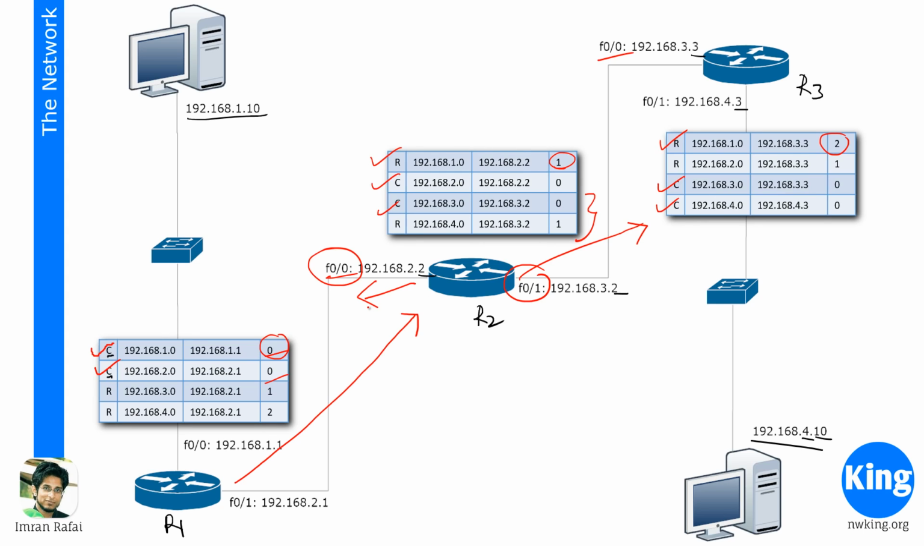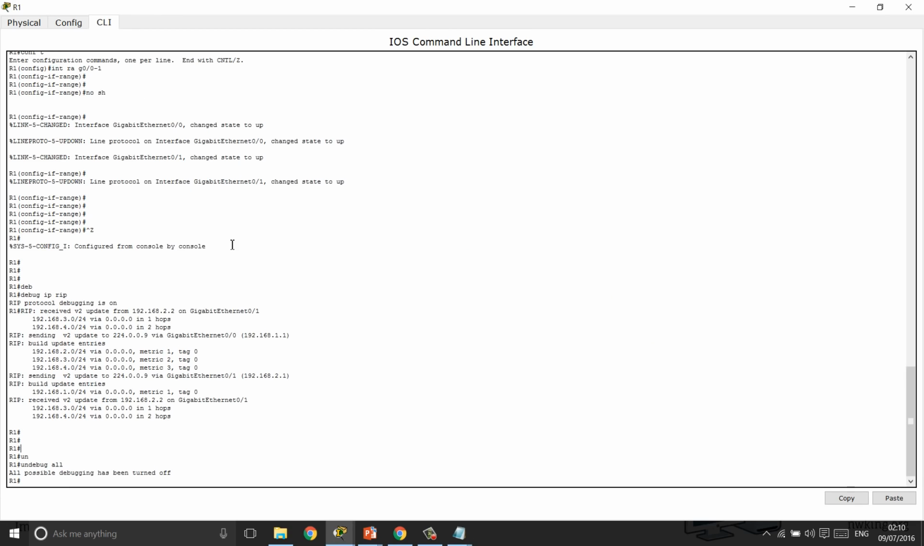Now, if you go back to Packet Tracer, you will see that router 1 is receiving an update from 2.2. What are the networks it is sending? It is sending 3.0 and 4.0. It did not send 1.0 because this is router 2, and we are receiving from router 2, 2.2. Because the 1.0 and 2.0 networks were learned from this very interface, it's only sending updates about 3.0 and 4.0.